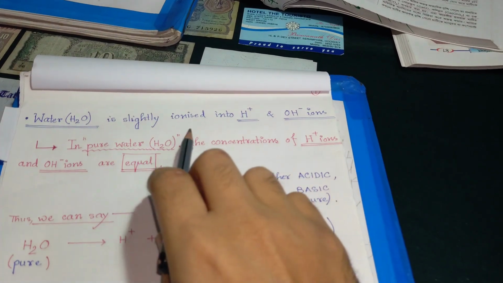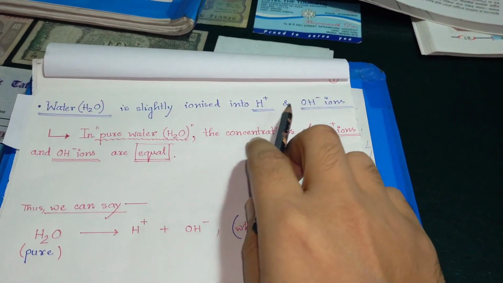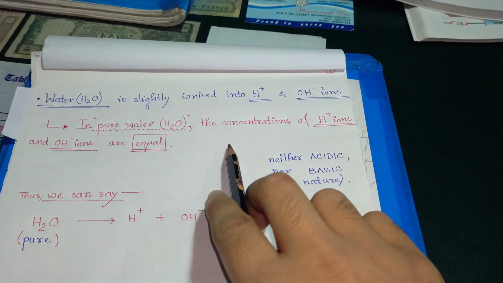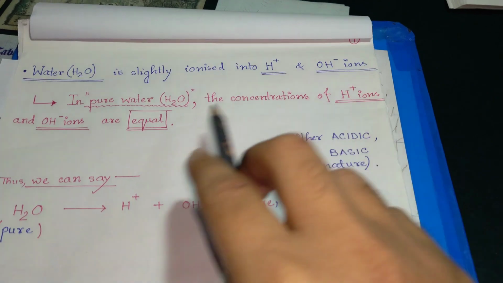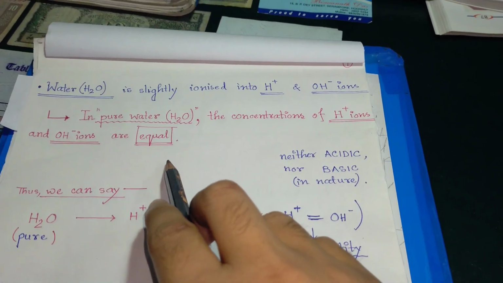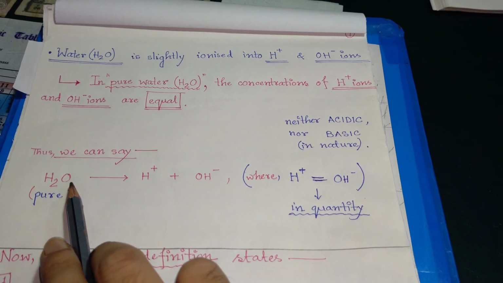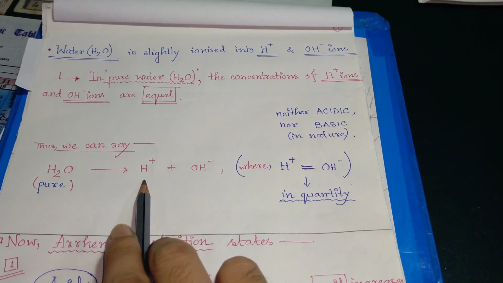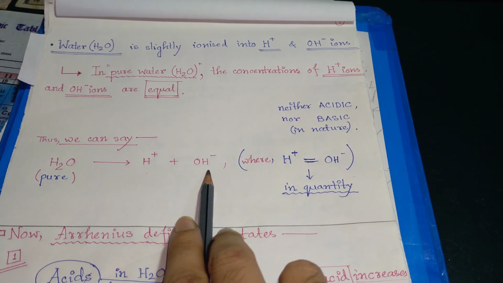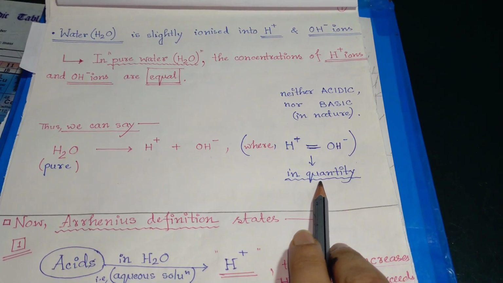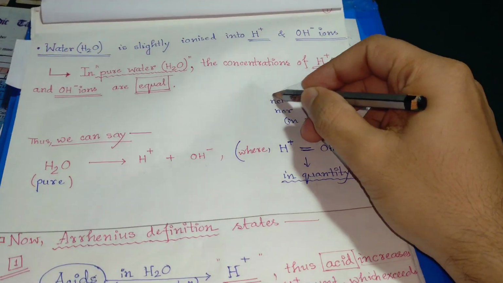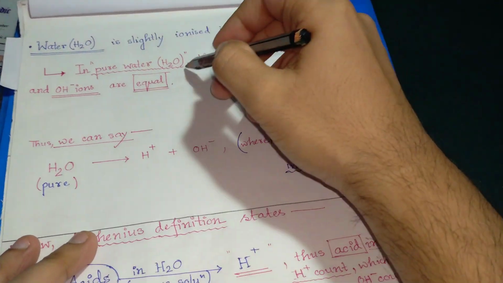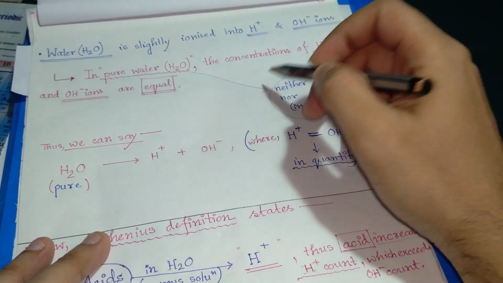We know water is slightly ionized into H plus and OH minus ions. So in pure water, the concentrations of H plus ions and OH minus ions are equal. Thus we can say pure water dissociates to yield H plus and OH minus ions which are equal in quantity. Thus we can say that they are neither acidic nor basic. Okay students?